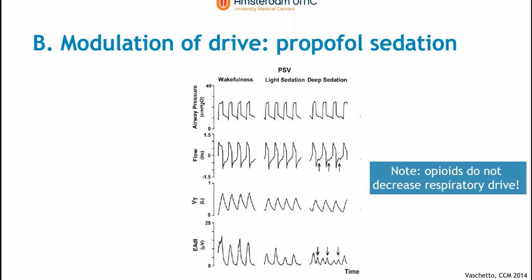But not, he has shown it in another study, but not the opioids. Opioids will not decrease your respiratory drive. It might reduce your respiratory rate, but actually increases the amplitude of the drive. So sometimes you hear people say, well, give some opioids to reduce drive. Usually, it will not work.